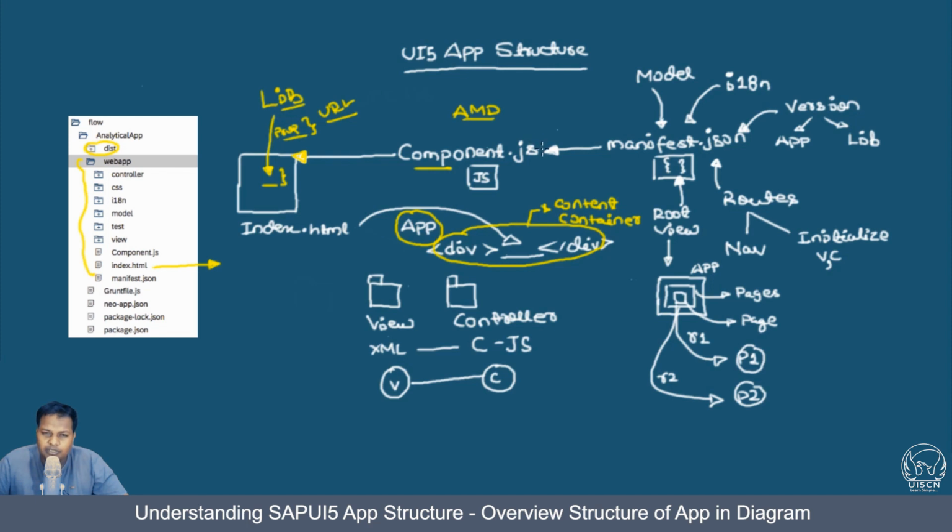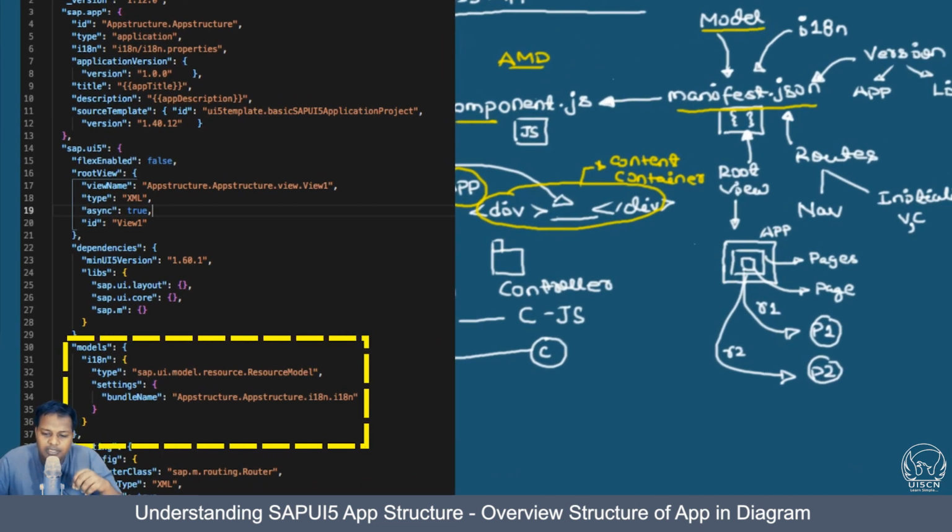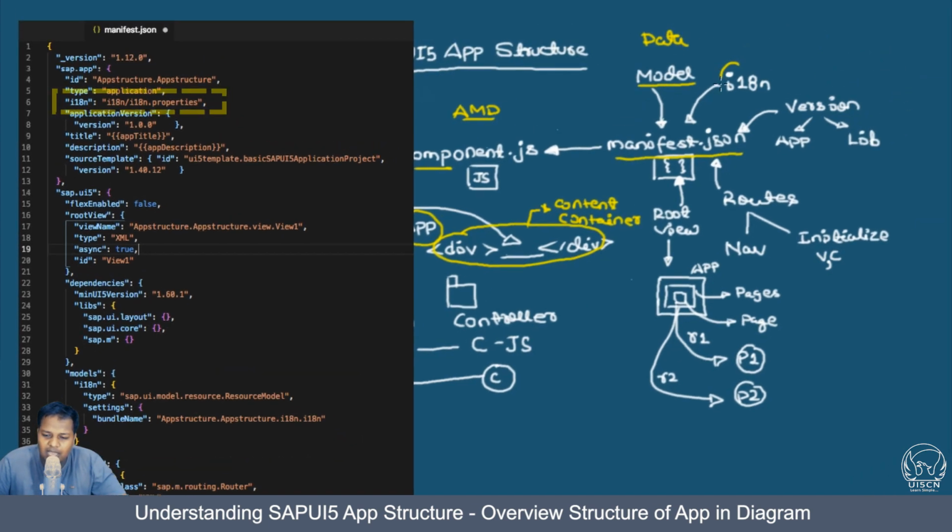And the component.js internally will also be invoking manifest.json, and this manifest.json will have the model information of what are the data models which are to be linked in your app. It also has i18n, which is the property file used for binding different languages in your application, and you have the version of the app and the library also defined in the manifest.json. And the most important parts are your root view and also the routes, which are defined in the manifest.json file.